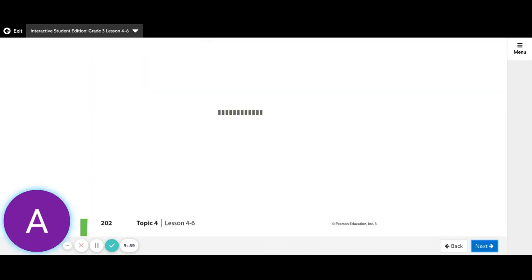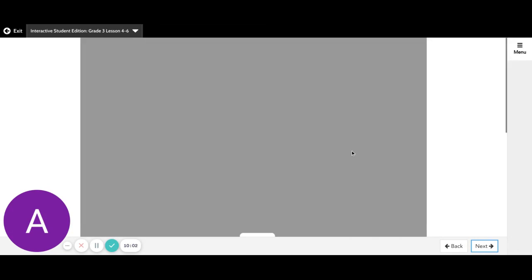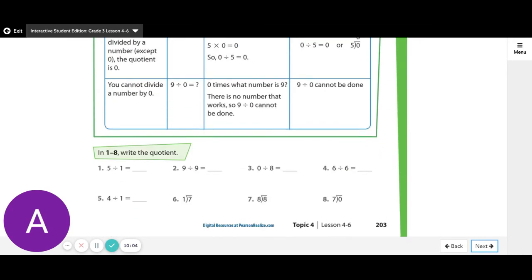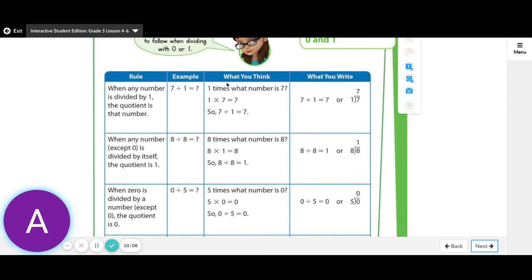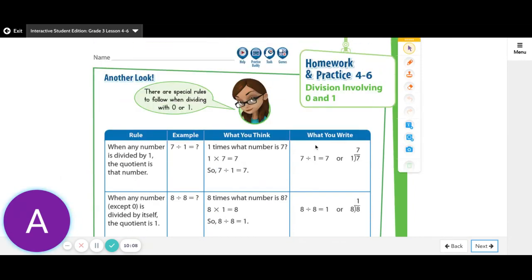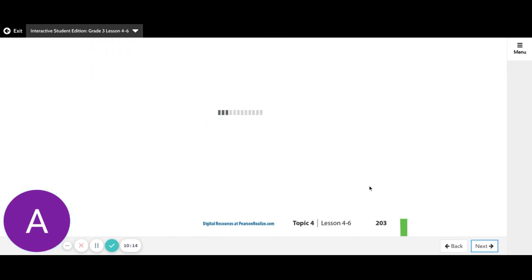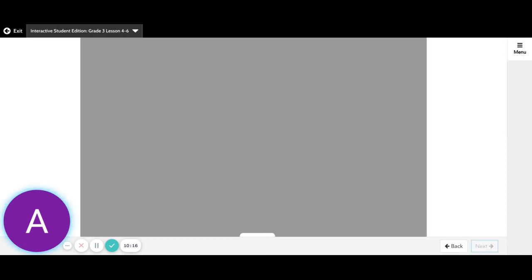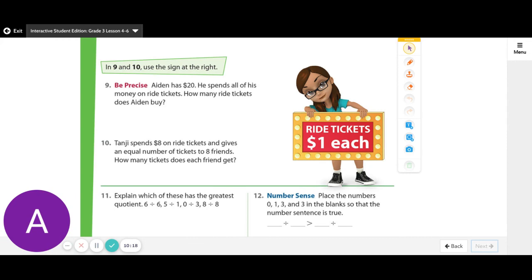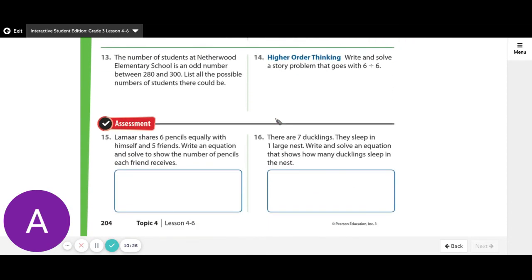Let's look at our assignment. Up at the top, it reminds you of some rules and examples. Please complete all of them on page 203. Then on page 204, I want you to complete 9, 10, 15, and 16, and then send me a picture of both sides of your work.